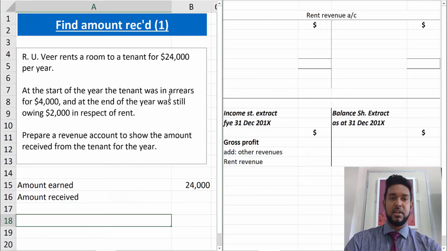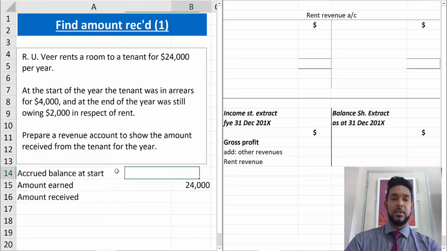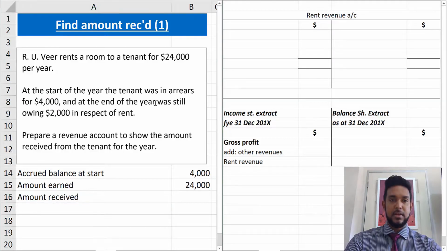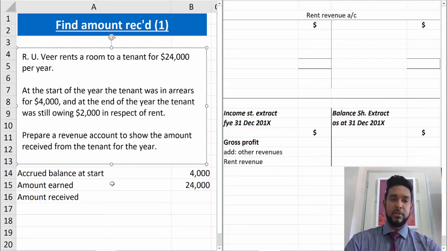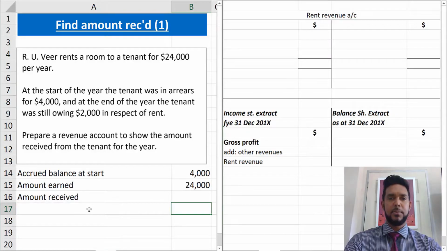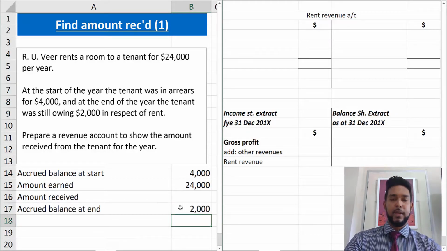At the start of the year, the tenant was in arrears. So in arrears means the tenant owes us revenue, which means that's going to be an accrued balance at start. That's $4,000. At the end of the year, oh, I wrote it wrong. At the end of the year, the tenant is still owing $2,000 in respect of rent. Okay, so it means therefore that we have how much? $2,000 here.